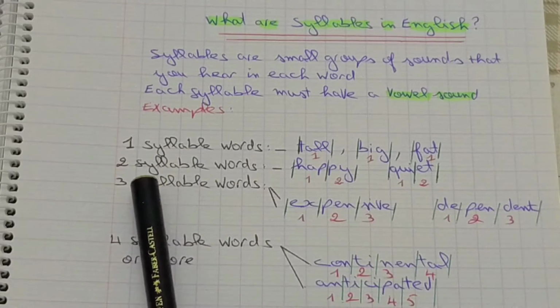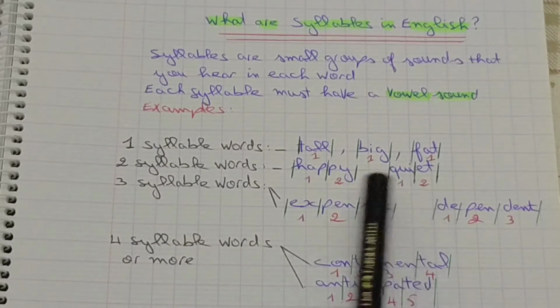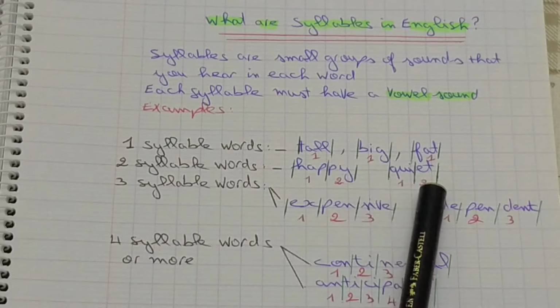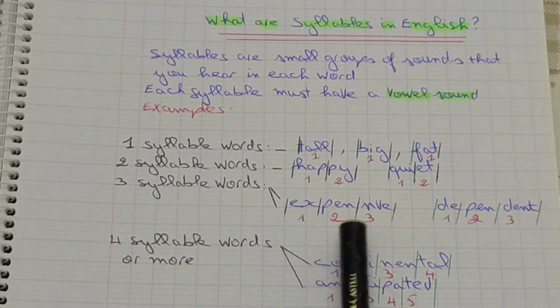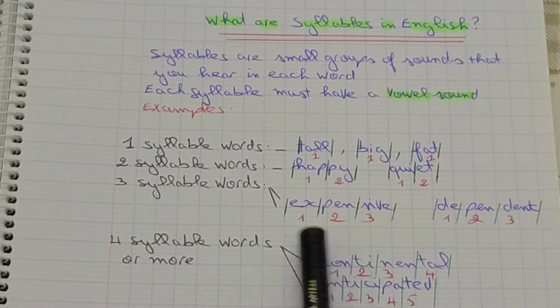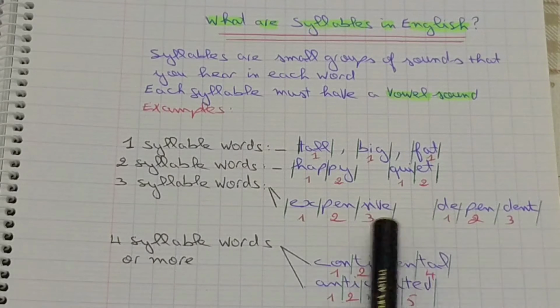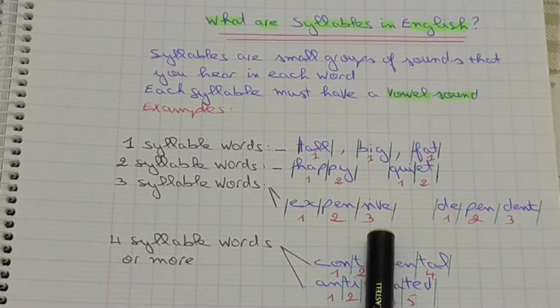Now, examples of two syllable words: happy, quiet. These two words contain two syllables, as you can see. Now, an example of three syllable words. I have given you here two examples: expensive, dependent. As you can see, these two words contain 1, 2, 3, three syllables.